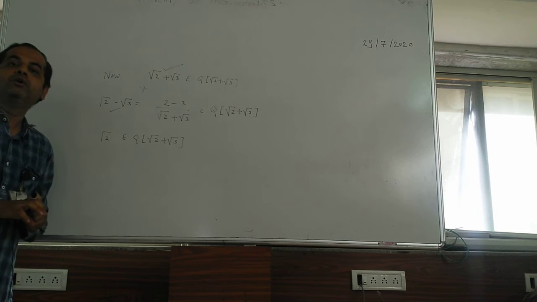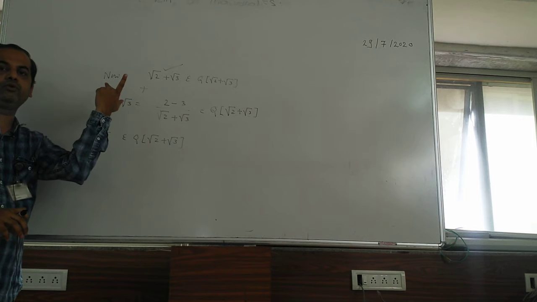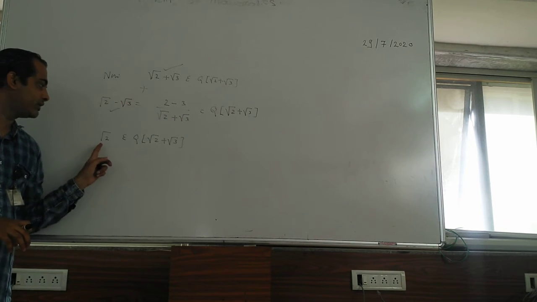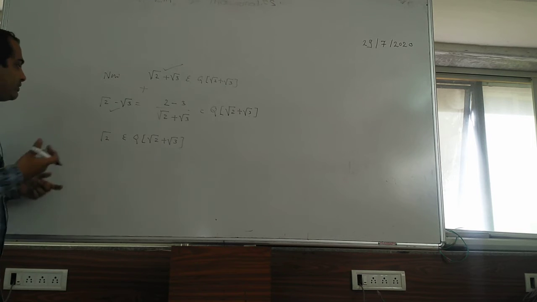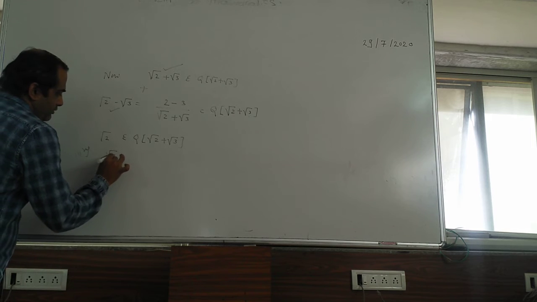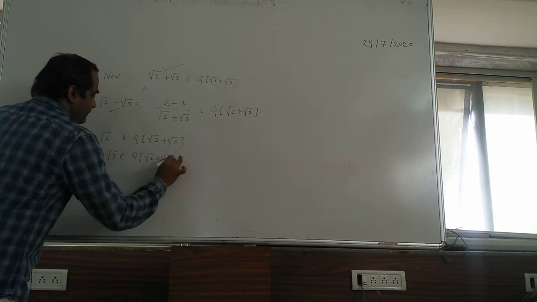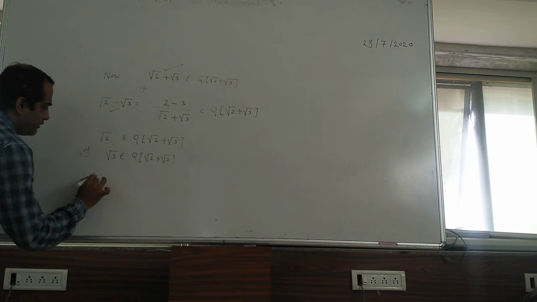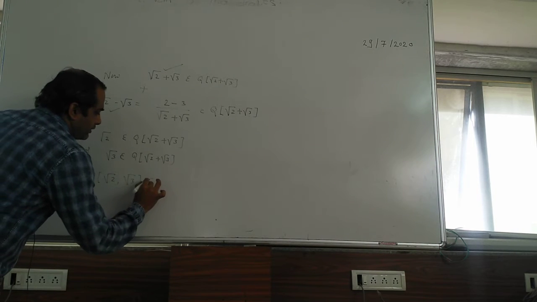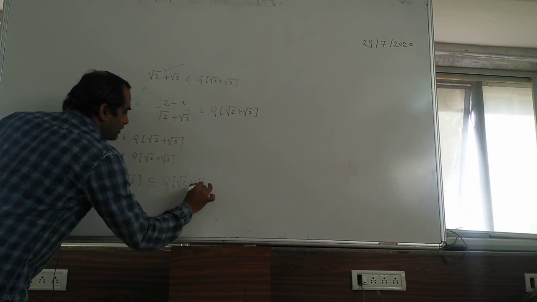Similarly, root 3 also is in this. Just apply the same procedure: root 3 minus root 2, so 3 minus 2 upon root 3 plus root 2, and so on. So root 2 is in this, and root 3 is in this. Root 3 belongs to Q of root 2 plus root 3. And then you can attach the rational numbers. So Q of root 2, root 3 becomes a subset of Q of root 2 plus root 3.